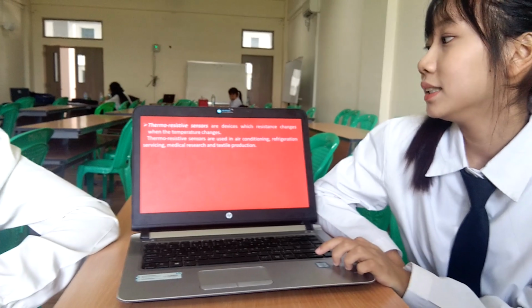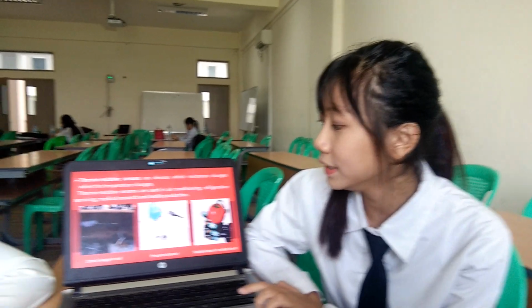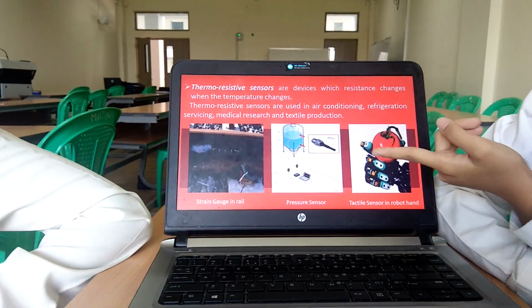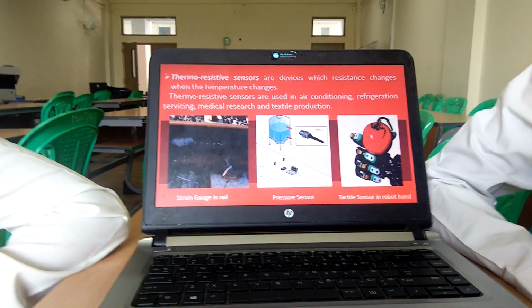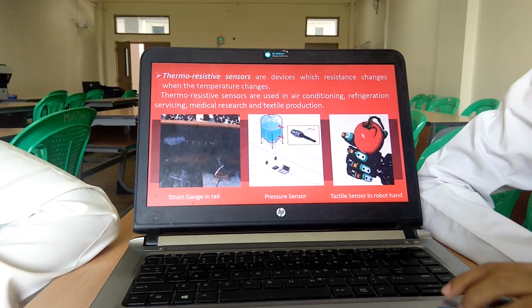Tactile sensor measures information arising from the physical interactions with its environment. Tactile sensors are used in robotic hands and fingers to determine the object. And next is thermoresistive sensor. Thermoresistive sensors are devices whose resistance changes with temperature changes. They are used in air conditioning, refrigeration services, medical research, and textile protection. These are strain gauge in a rail, pressure sensor to detect the water level, and tactile sensor in a robot hand.